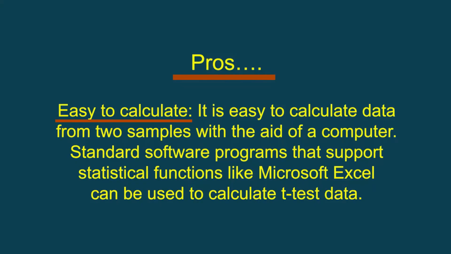T-test is very easy to compute because we just collect two samples and even if we have a calculator or a computer, we can calculate the sample means, we can calculate the sample variances, the pooled variance, pooled standard deviation, and then the t-statistic. So it's very easy to calculate. This is one of the very major advantages of t-test.